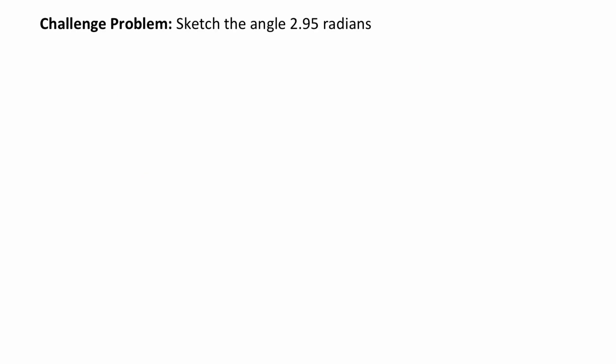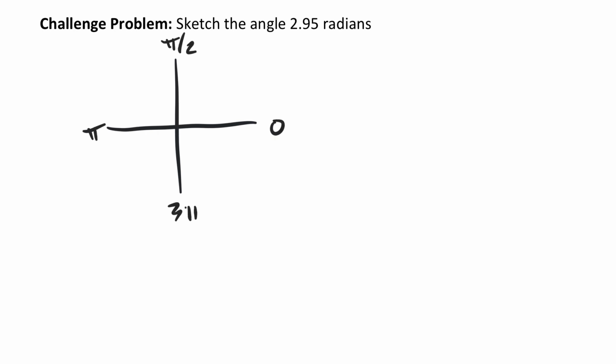Now just a couple last problems for you to think about. Try sketching the angle 2.95 radians. I'll give you a chance to pause the video and give this a try. All right, again, this is a little nasty because it doesn't have any pi in the answer. And if you wanted to convert to degrees, you could certainly try that. But I'll show you another way of thinking about it. Again, this is 0, this is pi over 2, this is pi, and this is 3 pi over 2. Those are the nice values if you leave them with the pi.